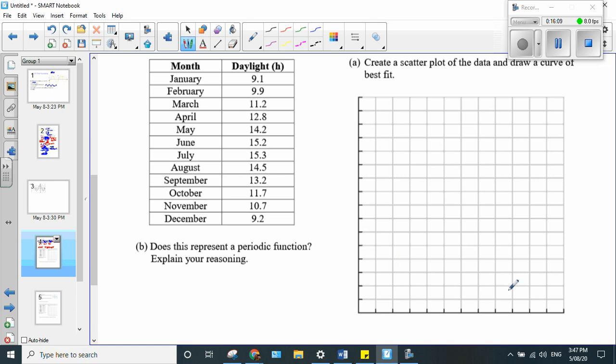But it's up to you how you make the axes. For the x-axis, you will have the months: January, February, March, April, May, June, July, August, September, October, November, December. So obviously this is our months. And for our hours of daylight, what I found to be best was to make a little break in the graph and start at 9. So 9, 10, 11, 12, 13, 14, 15, and 16. So give this a try on your own. I'm going to pause the video so you don't have to follow along.